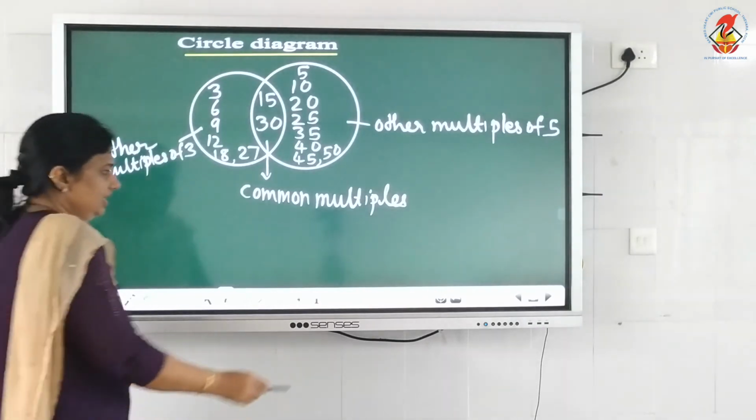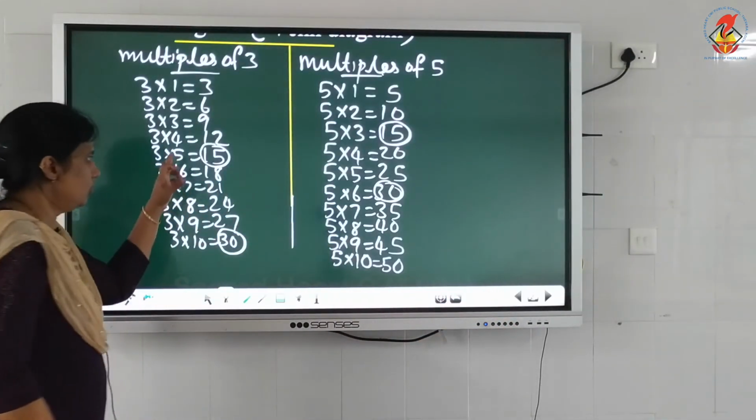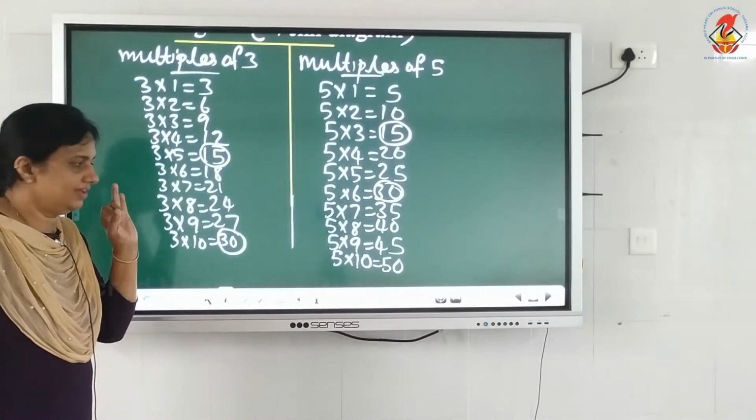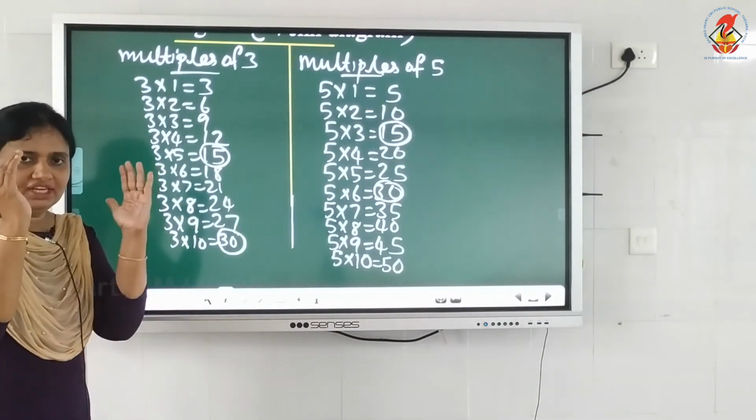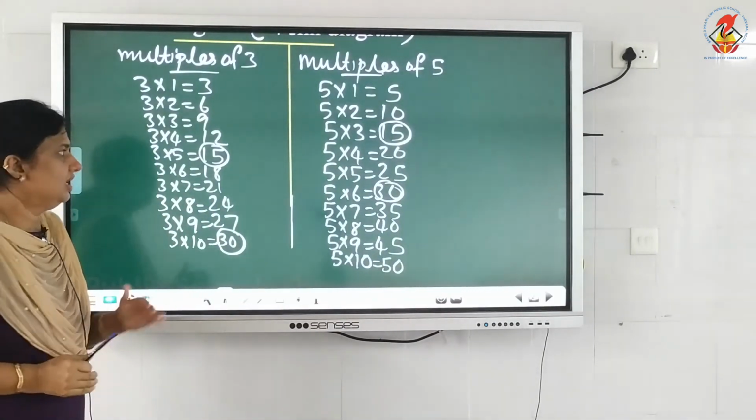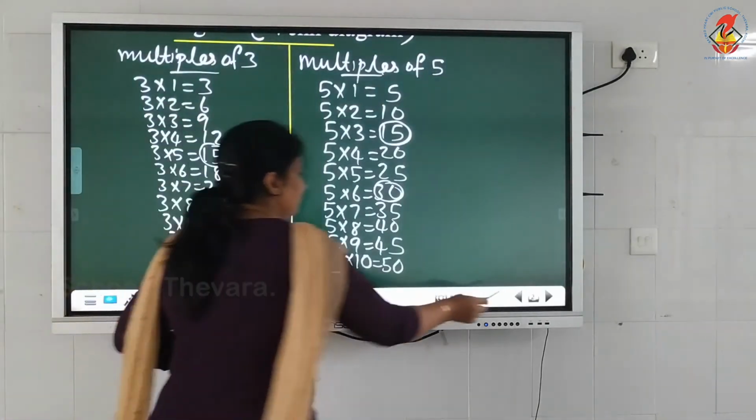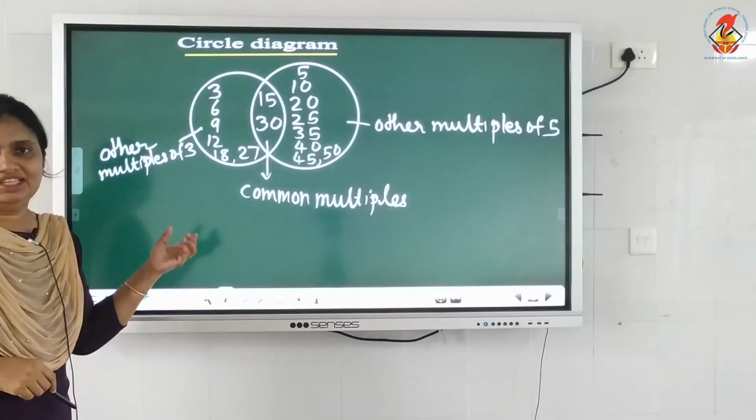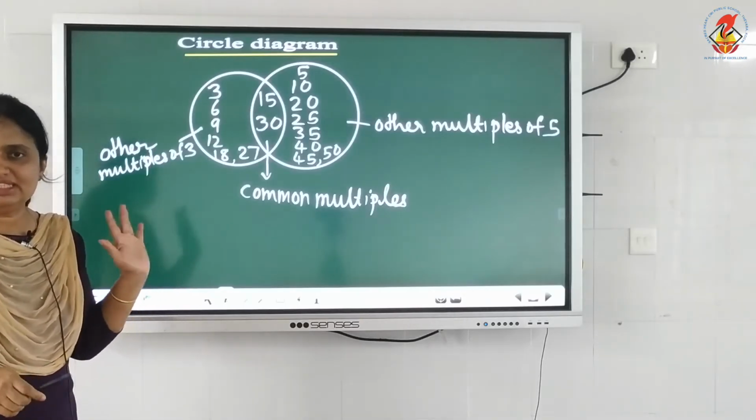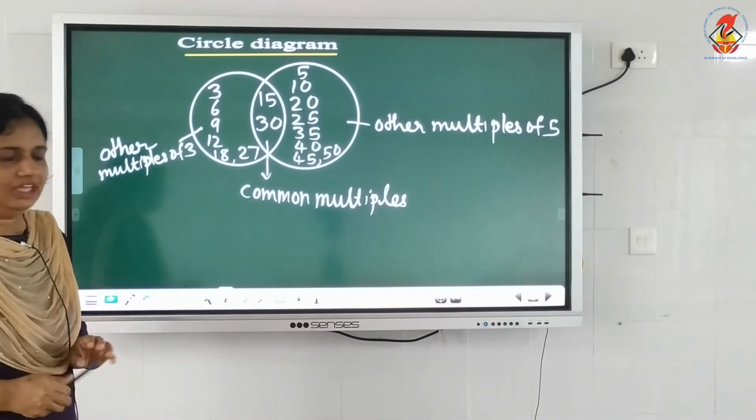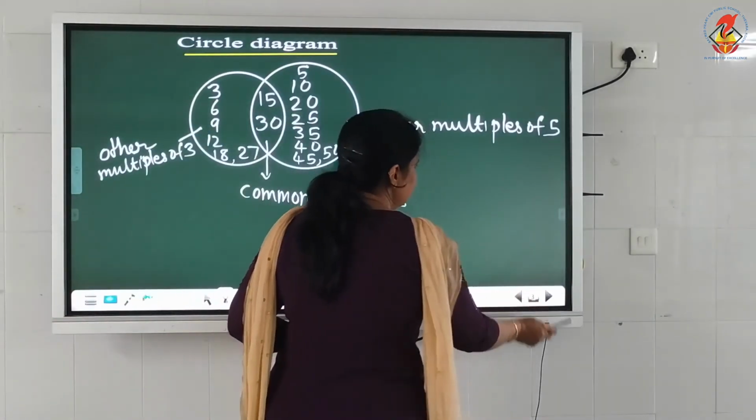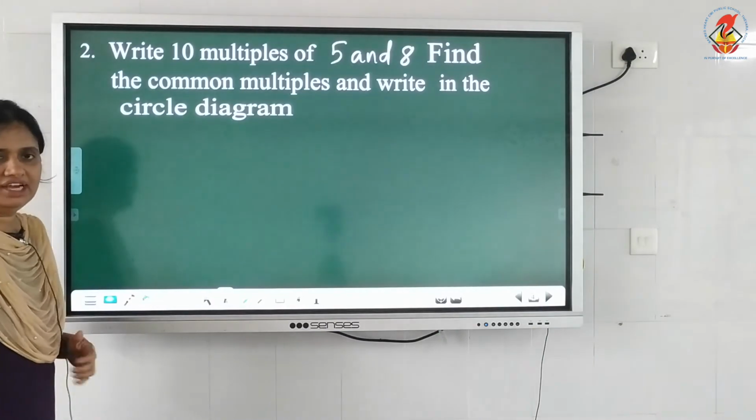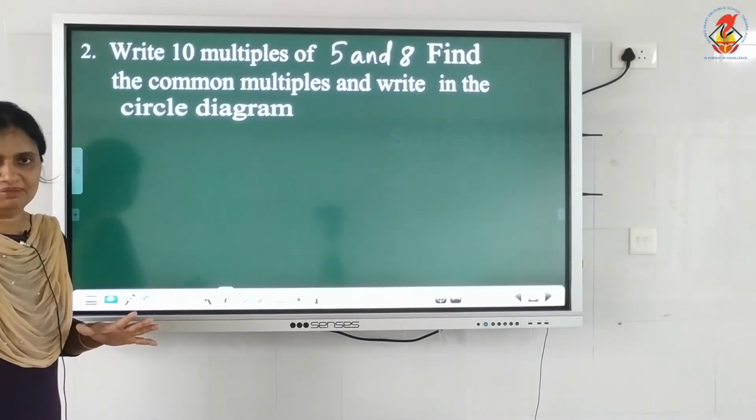Is it clear, children? Did you see this? The common multiples are two only. What are they? 15 and 30. I wrote them in that common region, right? And other multiples of 3, I write on this region, and other multiples of 5, I write on this region. Then I finish the circle diagram, right? This one is the circle diagram. Or one more name is there, that is Venn diagram. In the higher classes you can study about the Venn diagram.